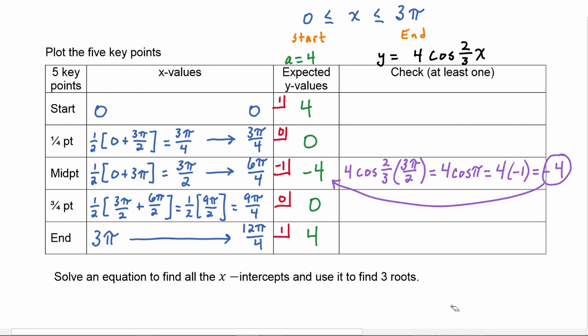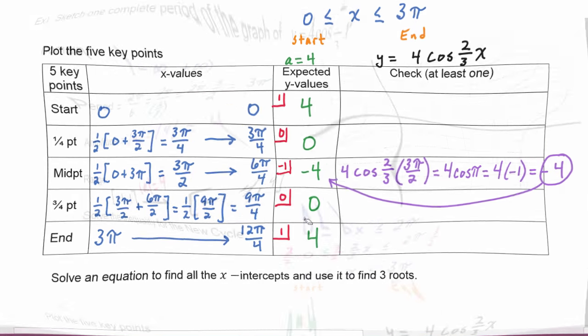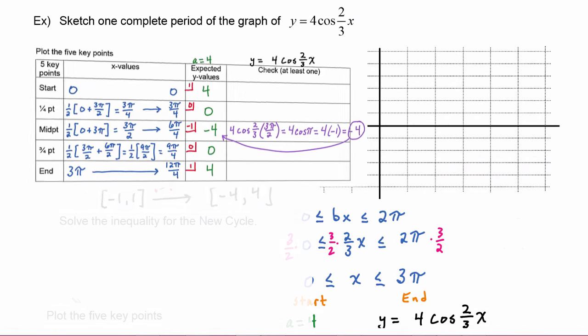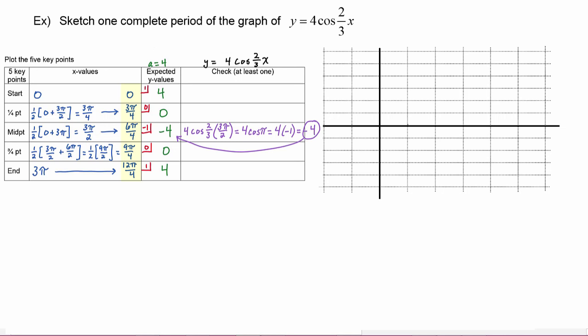And now you can double check that every interval is the same. You're going up each time by 3 pi over 4. And now we have our x and y coordinates of each point on our graph, and we're ready to go up to our graph and plot these points. Our x scale, as we said a minute ago, is going to go by 3 pi over 4. So we get all our x values in there.